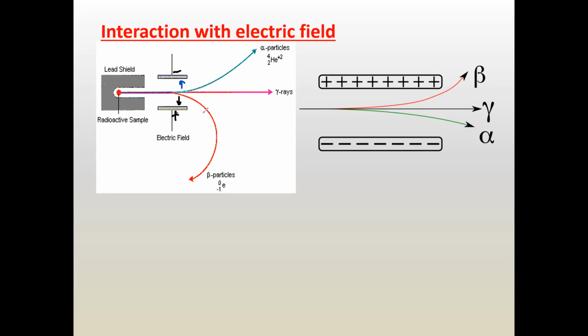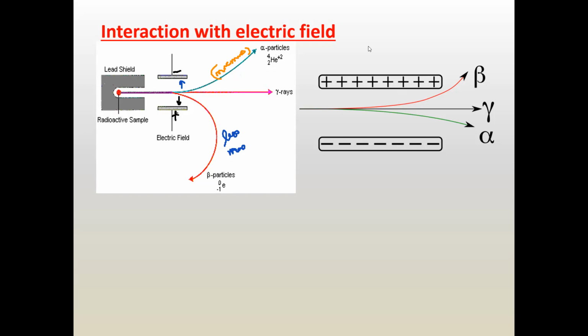And you can see the deflection of beta is more. Why is the deflection of beta more? Because it has a smaller mass, so it can easily change direction. For alpha, because it has a greater mass, it is difficult to change the direction. That's why alpha deviation is smaller than beta. And gamma does not deflect.